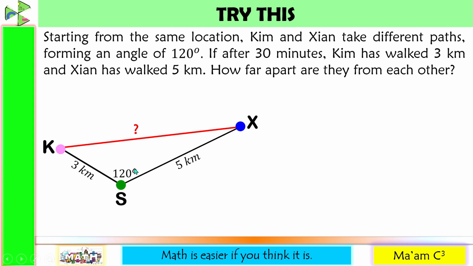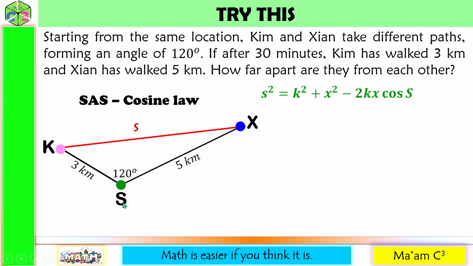This is the side opposite angle S, so this is side S. What do we have here? We have the side, angle, side, SAS. And this can be solved using cosine law. So to solve for S, we're going to make use of S squared is equal to K squared plus X squared minus 2KX times the cosine of S.